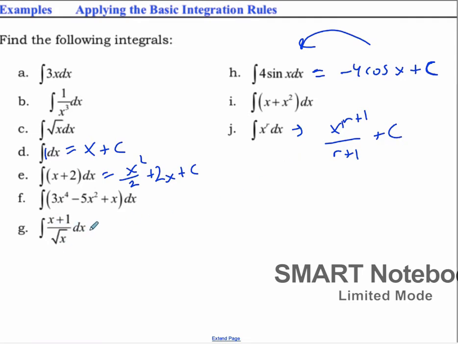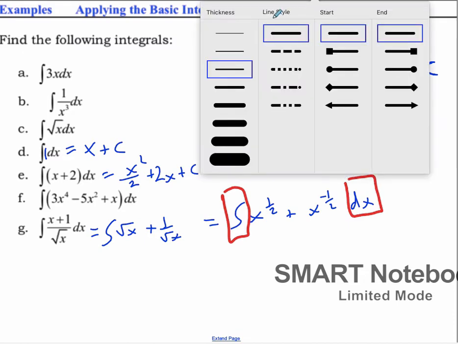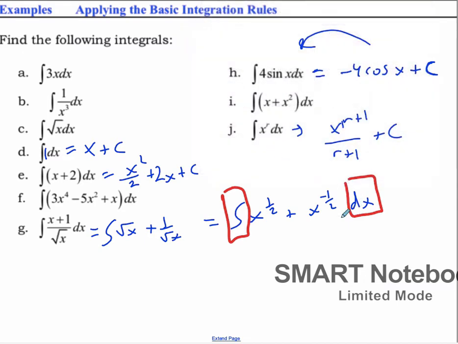When you've got something like this, you want to write it as a polynomial. So x divided by root x is root x. 1 divided by root x, well, it's 1 over root x. Let me write that as exponents. That's the integral of x to the power of half plus x to the power negative half dx. This is the way the notation always works. You have the integral of this function with respect to x, so you always have a dx at the end to tell you what the variable is that you're integrating with respect to.